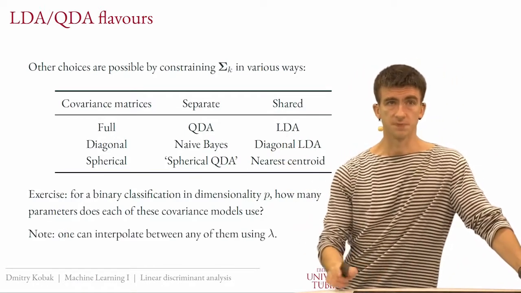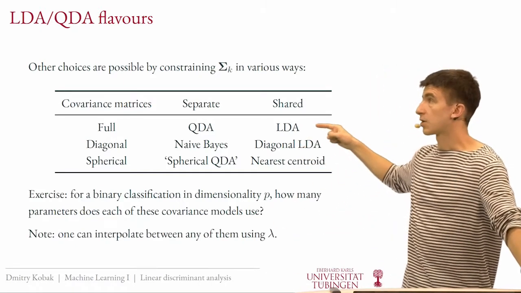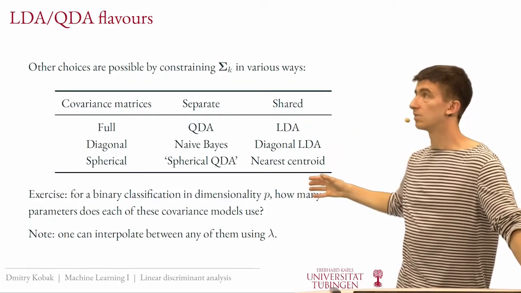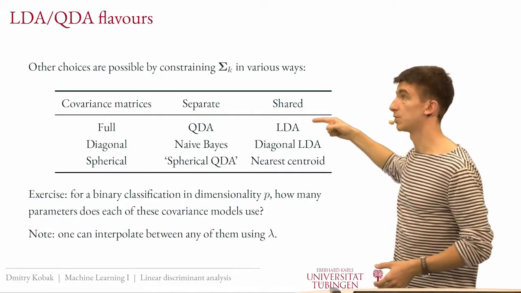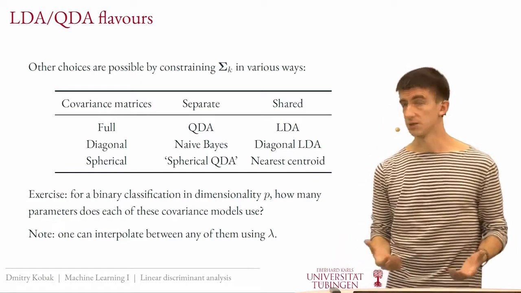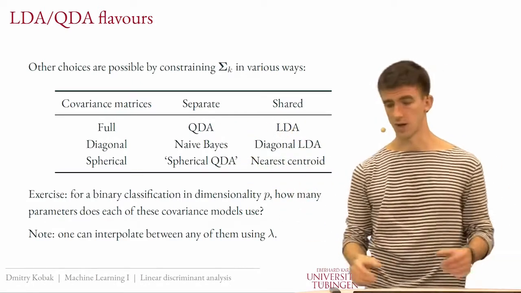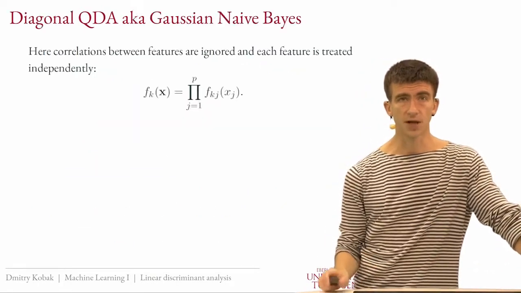Another comment here is that one can interpolate between more complicated and less complicated models in any combination. So if you interpolate between LDA and the nearest centroid, that's usually what is called regularized LDA, but you can interpolate between QDA and LDA or in any other way possible. In principle, all of that would make sense.